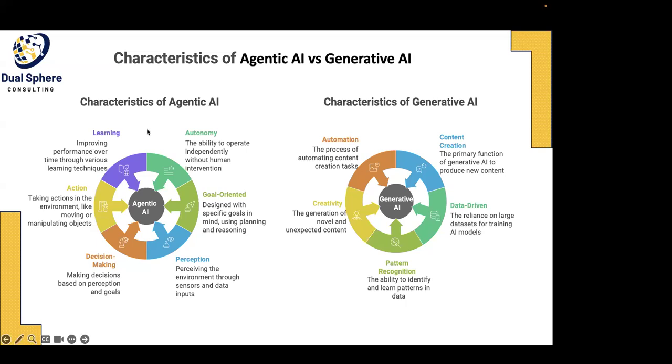Now, what are the characteristics of agentic AI? It improves performance, right? It takes action. It is very much independent, helps in decision making, perceiving the environment through sensors. As I have shown in the previous slide, it works on a multimodality system where it takes perception through audio, visual, sensors, text, everything. It is goal oriented and it is autonomous, right? Can we leave everything to Gen AI or agentic AI? The answer is no. We will learn in the subsequent slides how.